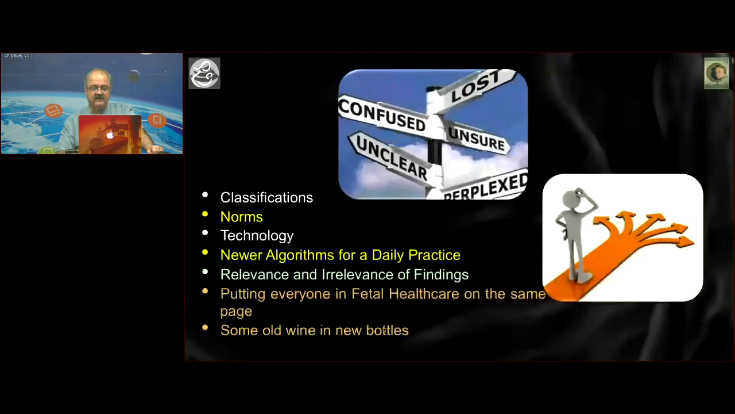And therefore, I will discuss classifications, some old ones and some new ones, some clinical ones, norms and what we need to measure. There's always this long list that you and me get confused about, and we need to sort that out. We'll discuss technology because you may not need all of it for the urinary tract, but you may need a lot of it where it is required. There are some newer algorithms for daily practice, and these become important. There will be the relevance of some findings and the irrelevance of some findings.